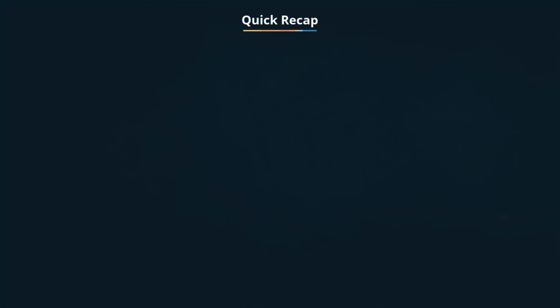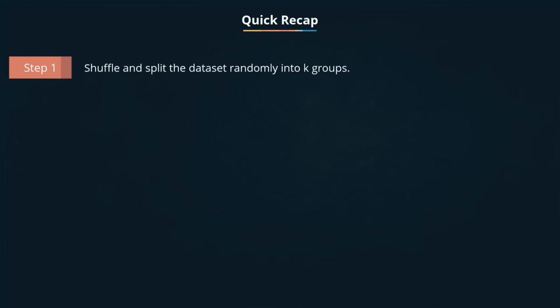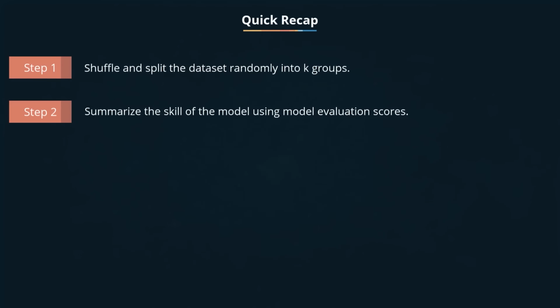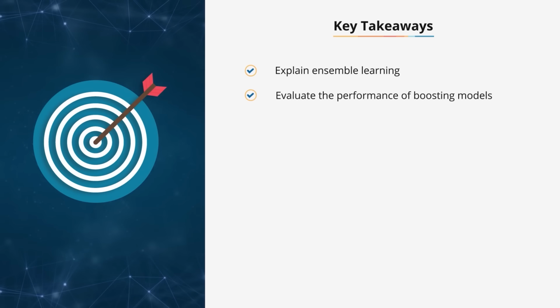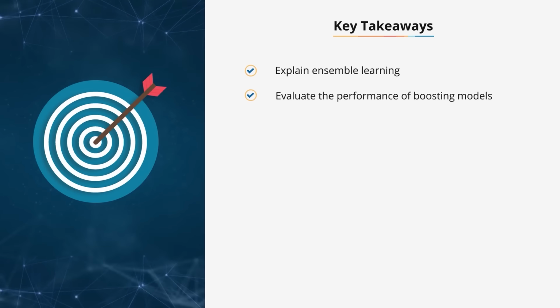Let's quickly recap the steps we covered. 1. Shuffle and split the dataset randomly into K groups. 2. Summarize the skill of the model using model evaluation scores. This brings us to the end of Ensemble Learning. You are now able to explain Ensemble Learning and evaluate the performance of boosting models.